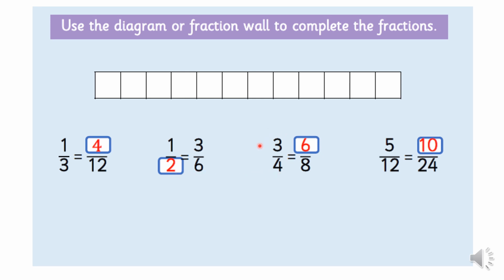For 3/4, to get to eighths, I had to times by 2. 4 times 2 is 8. Therefore, 3 times 2 is 6. And lastly over here, to get from twelfths to 24ths, I've had to double it. 12 times 2 is 24. Therefore, 5 times 2 is 10.